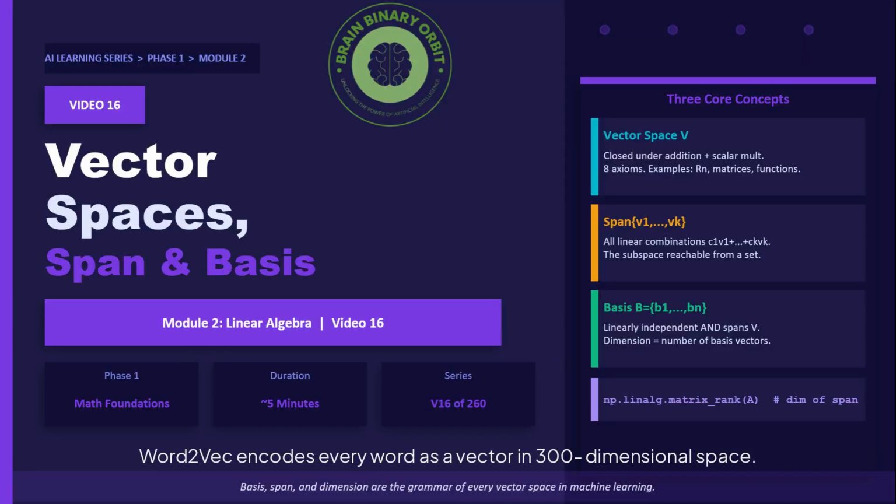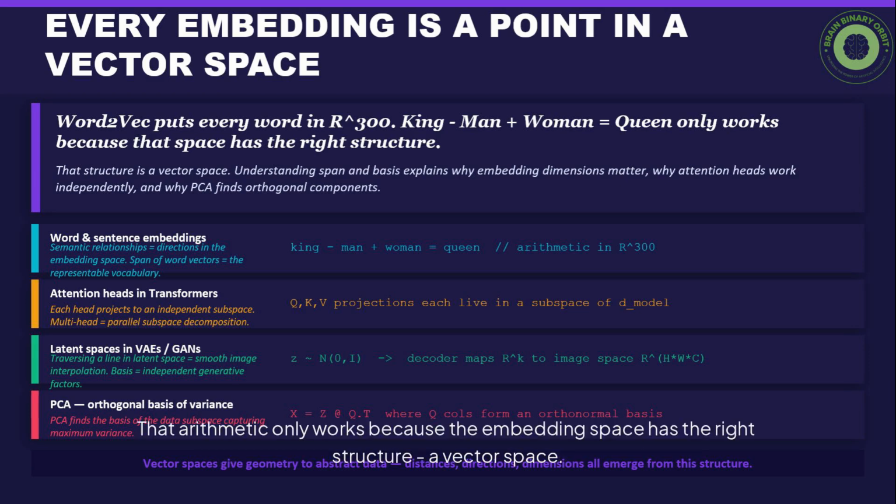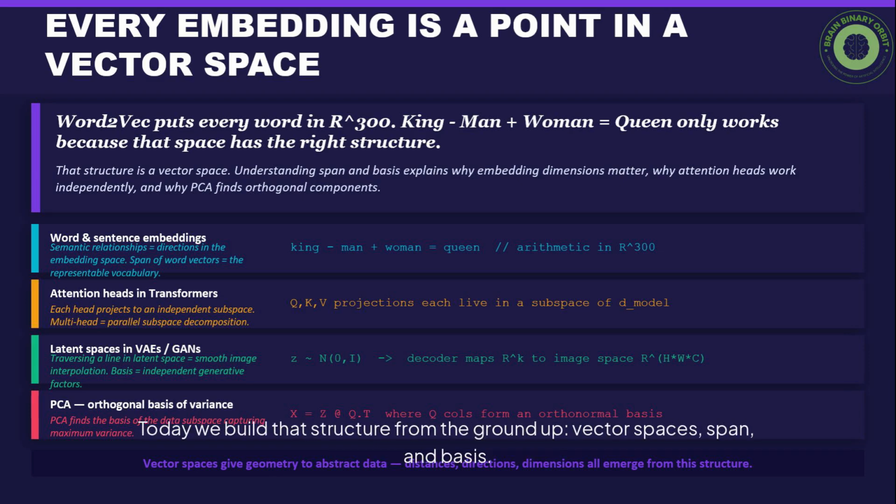Word2vec encodes every word as a vector in 300-dimensional space. King minus man plus woman approximately equals queen. That arithmetic only works because the embedding space has the right structure, a vector space. Today we build that structure from the ground up: vector spaces, span, and basis.